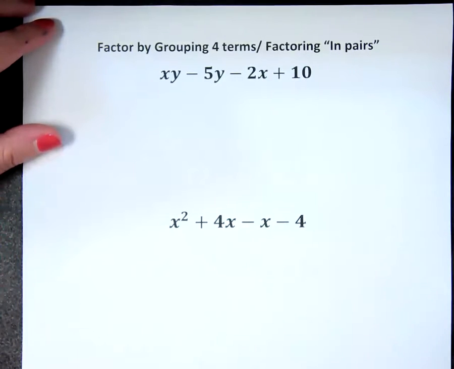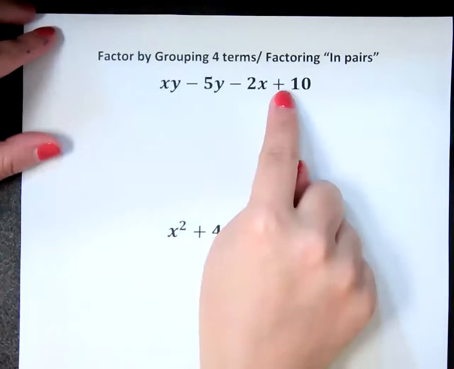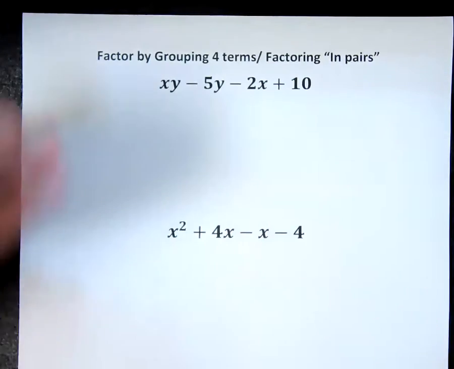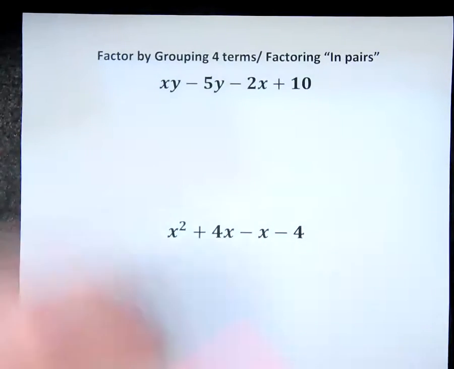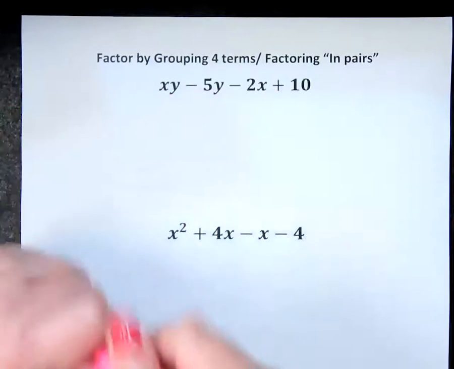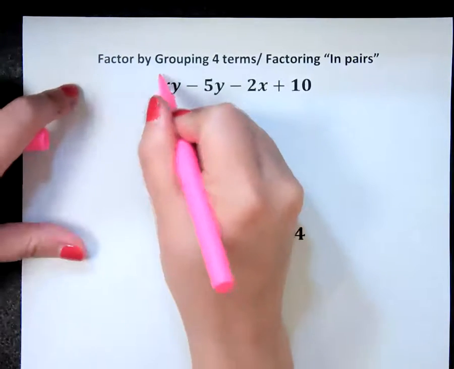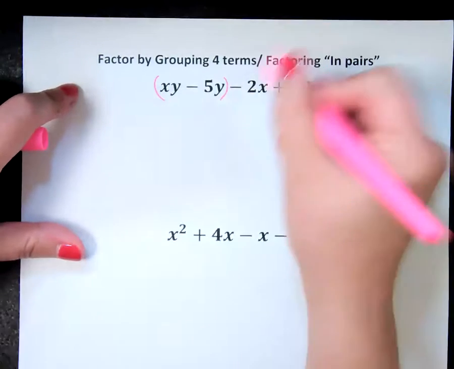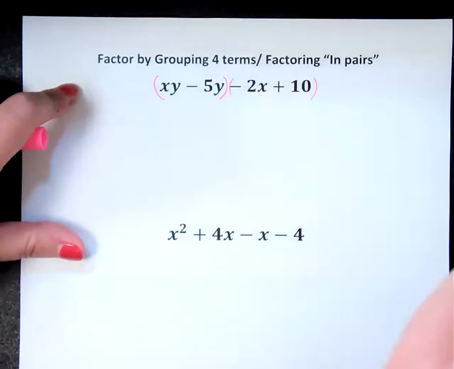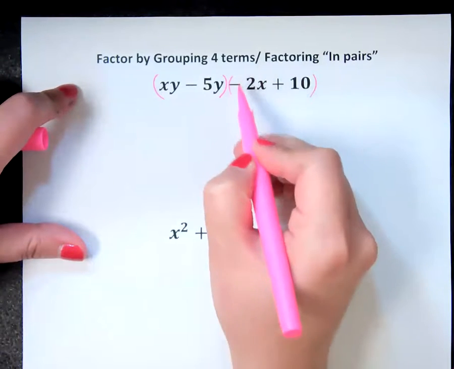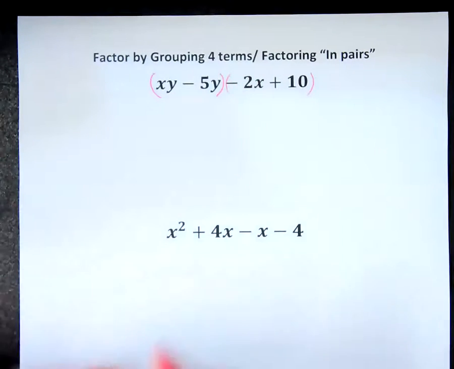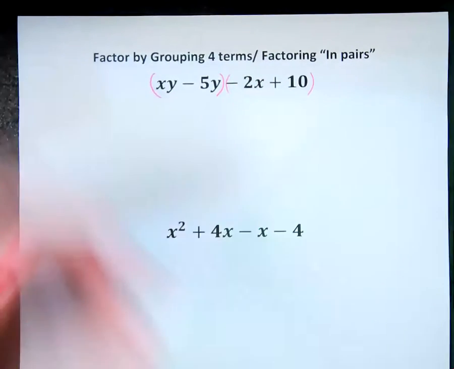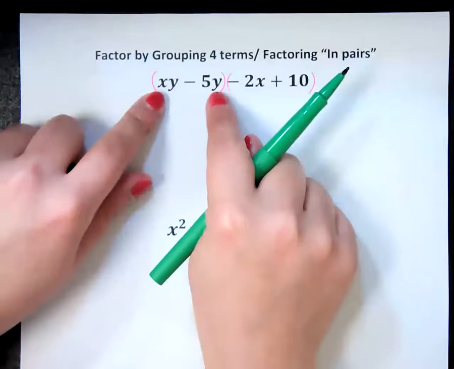First of all, we are going to take a look at this. We are going to break it up in pairs, which usually means the first two and the last two. So here we go, we factor these two together and then these two together. The sign between them is still going to be a subtract right here. First, we want to look at each pair.